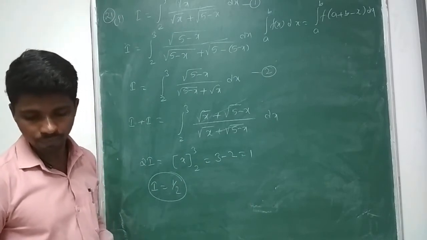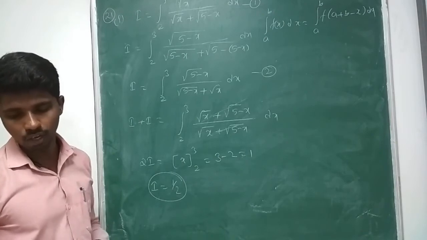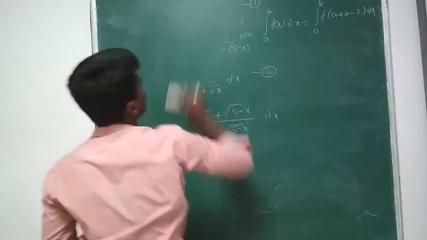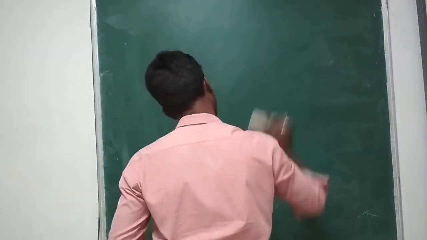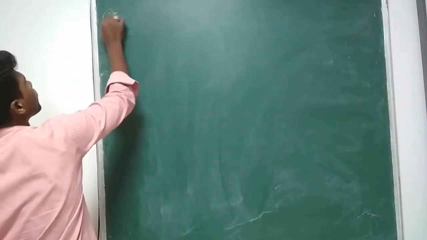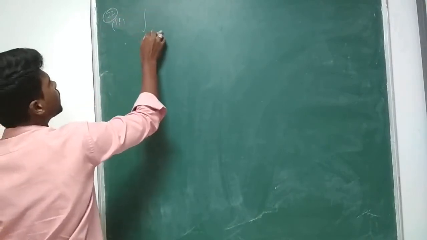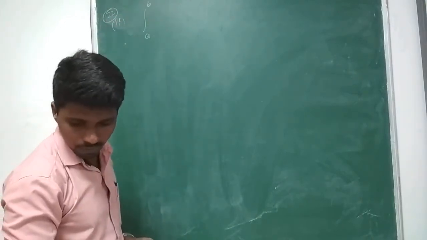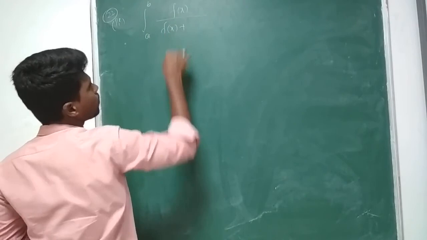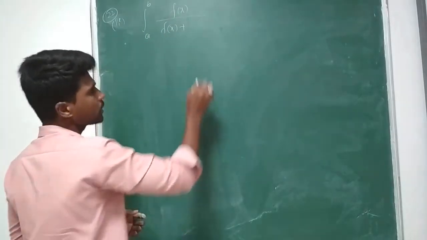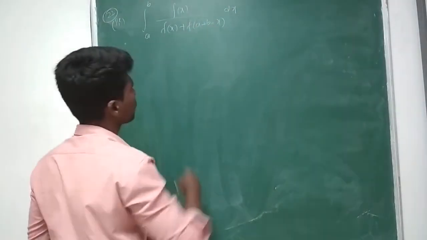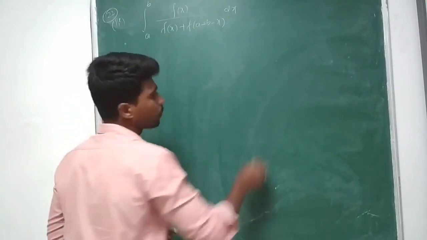Next question. If a function f is continuous on closed interval a, b, then show that integral a to b f of x by f of x plus f of a plus b minus x dx is equal to b minus a by 2.